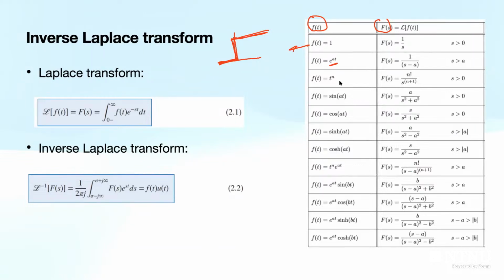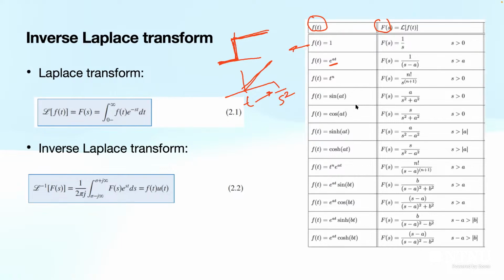If you have the function exponential at, it will be converted to 1 divided by s minus a. If you have t to the power of n, if n equals 1, it would be a ramp signal. So if you have this function, it will be the factorial of n divided by s to the power of n plus 1. So if this function is just t, because usually we have many t's, it will be 1 divided by s squared, because t has a power of n equal 1. The factorial of 1 is 1, divided by s to the power of 1 plus 1. So it will be 1 divided by s squared.